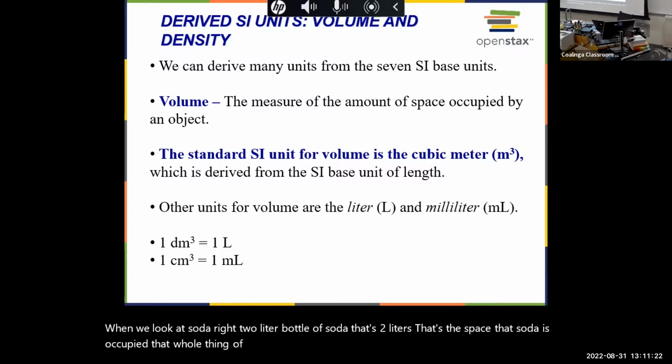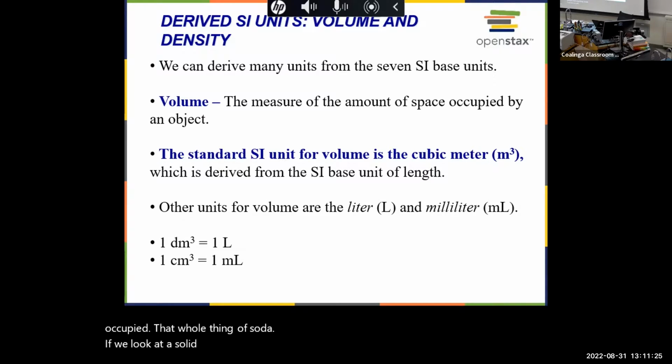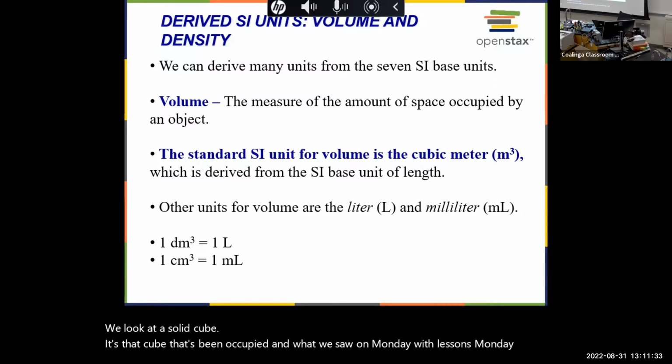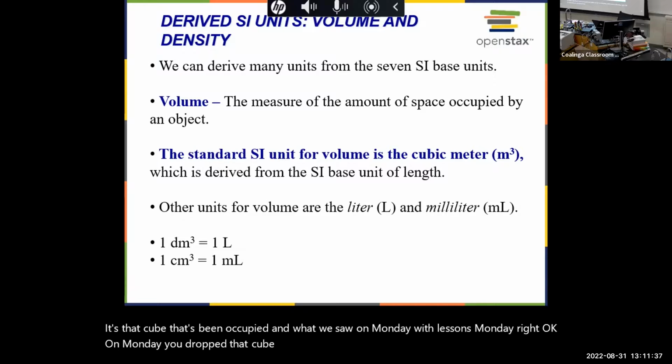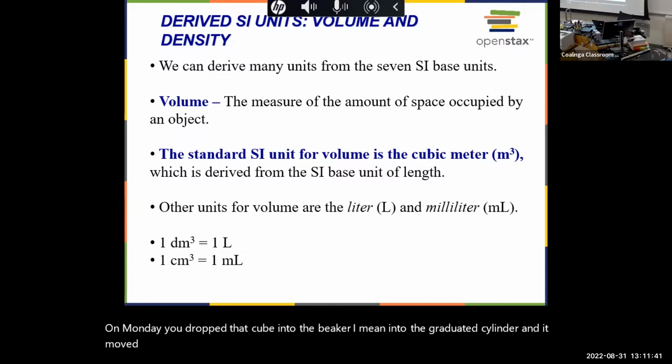If we look at a solid cube, it's that cube that's being occupied. Kind of like what we saw on Monday, right? On Monday, we got that cube into the graduated cylinder, and the water level moved, right? Because it's the whole volume of the cube that's being occupied.